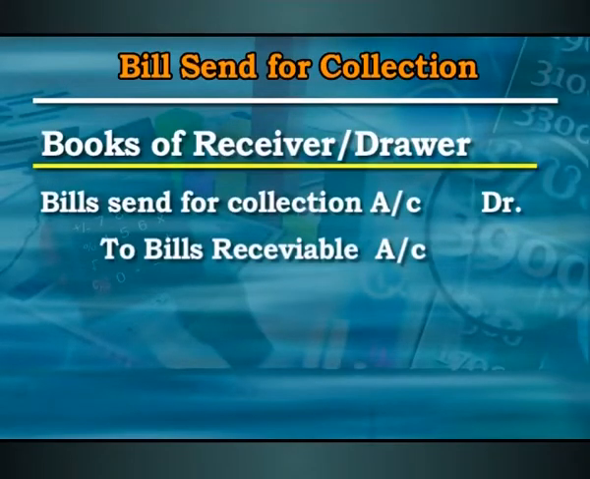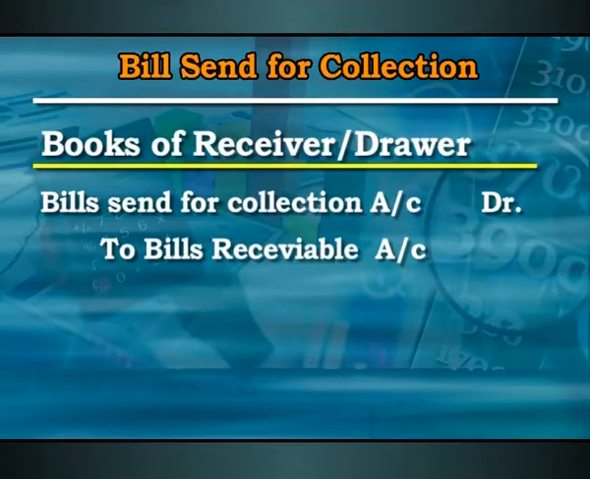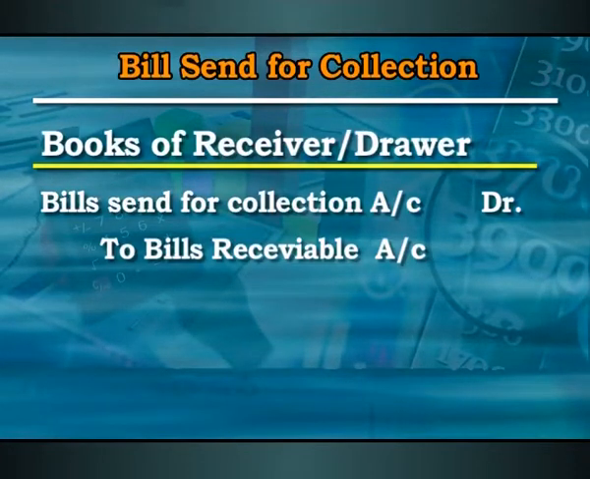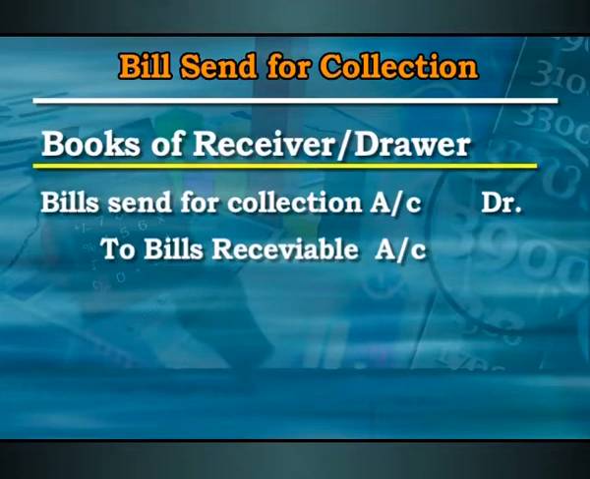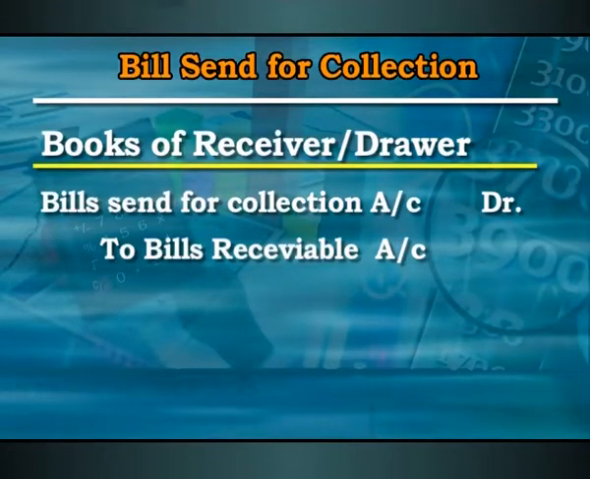Here, two different entries are going to be made. One is bill sent for collection account debit to bills receivable account. This is in the books of the drawer. This is basically a token entry, nothing is to be done with it. When we are giving the bill to a bank, in most cases they are not going to pass any entry because no transaction took place. Simply you have given a bill to a bank for collection.